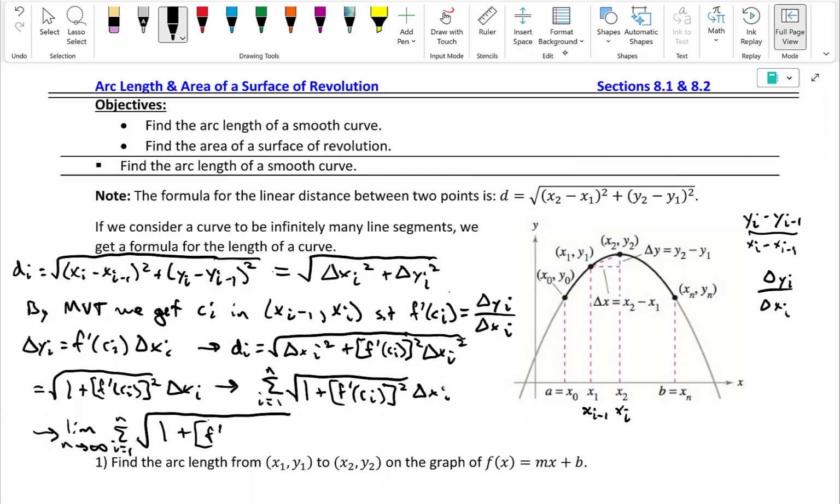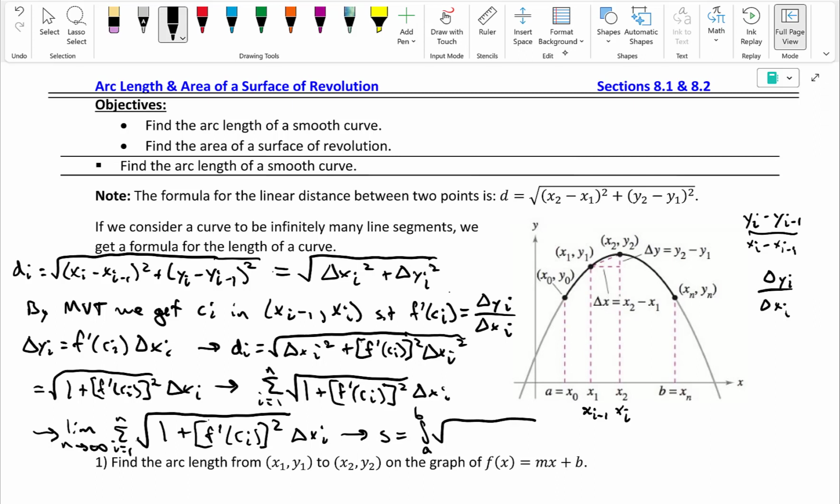So we've got the limit as n approaches infinity of the sum from i equals 1 to n of the square root of 1 plus f prime of c sub i squared, delta x sub i. And that's going to give us s, which we usually use for arc length. S equals our integral from a to b, right, to take us over that whole interval we're finding the length of.